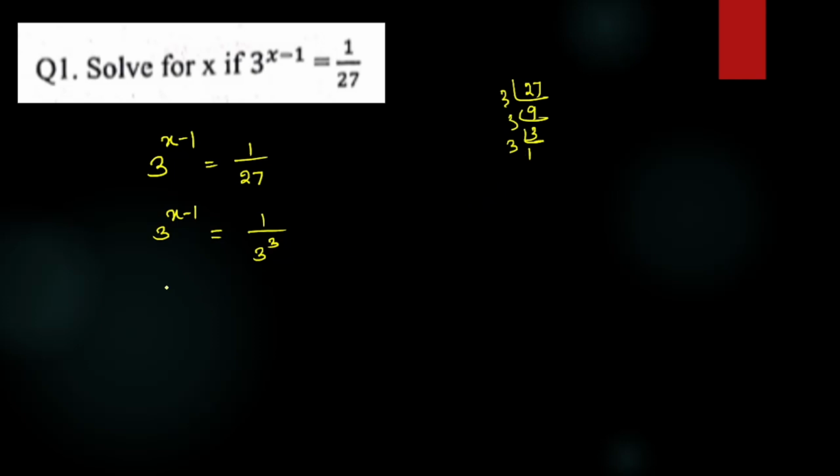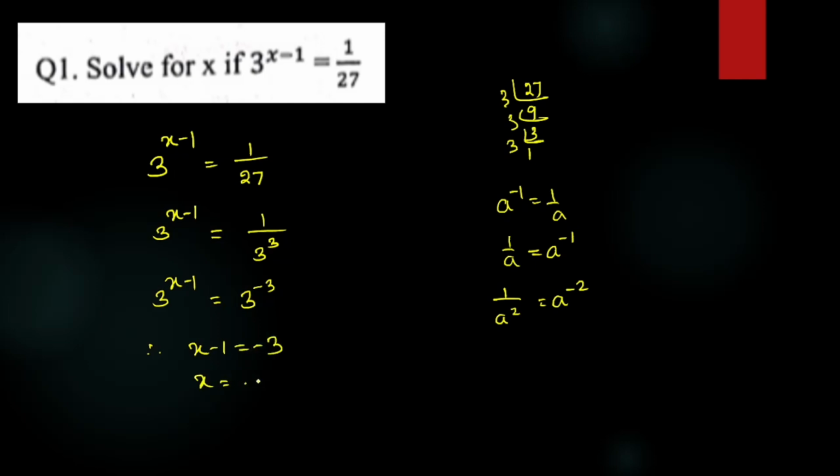Or 3 cube. So again we can write 3 to the power x minus 1 equal to 3 to the power minus 3, because a to the power minus 1 equals 1 by a, or you can write 1 by a equals a to the power minus 1, or 1 by a square equals a to the power minus 2. Clear? Now base are equal means power also equal. So x minus 1 equal to minus 3, so x equals minus 3 plus 1, that is minus 2. So x equals minus 2. Clear? Understand? Next question.